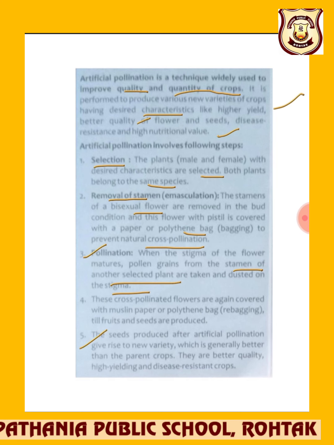Fifth point, the seeds produced after artificial pollination give rise to a new variety, which is generally better than the parent crop. Of course, when we are taking care of everything, we get a very good breed. We are giving the right maturity time and right sprinkling of the pollen, and we are saving them from all the impurities. Definitely, it will be better than the parent crop. So what we are getting? A better quality, high yield, and disease resistant crop. In this way, artificial pollination is done.